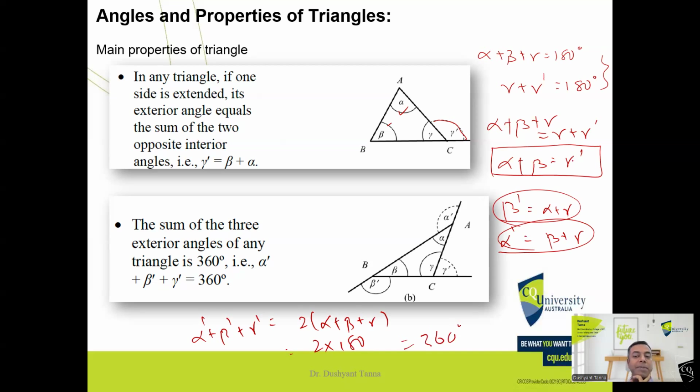Alpha plus beta is gamma dash. Alpha dash will be beta and gamma. Beta dash will be alpha and gamma. Add them, 1, 2, and 3. Alpha, beta, alpha, gamma, beta, gamma. Everything is repeated twice: 2 alpha, 2 beta, 2 gamma. But alpha plus beta plus gamma is 180 because that's the interior angle of a triangle. They should add up to 180. All good?